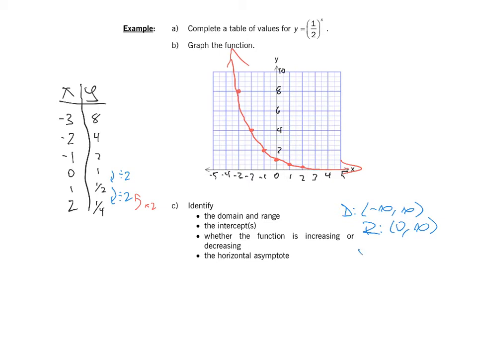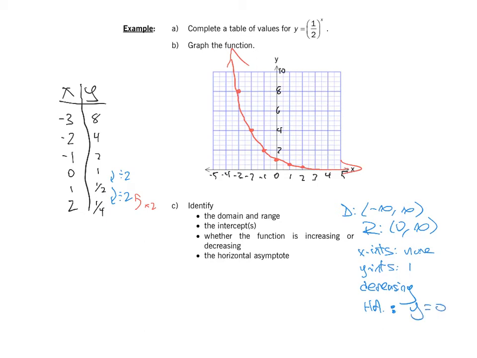The intercepts, there are no x-intercepts, but for the y-intercepts, there's just 1 and it's at 1. Now, state whether the function is increasing or decreasing. Well, it's going down from left to right, so therefore it's decreasing. And then what's the horizontal asymptote? The horizontal asymptote, HA for short, is the x-axis, so that's y equals 0.